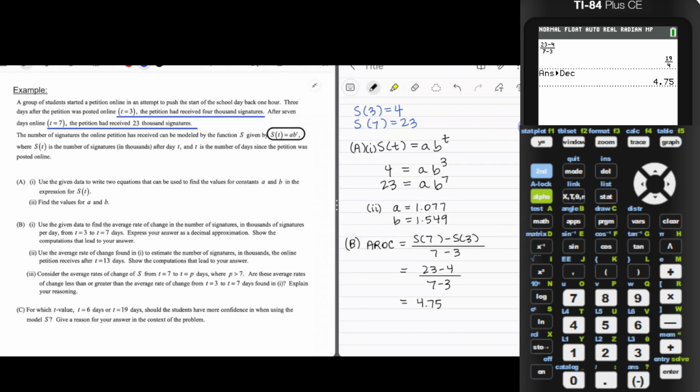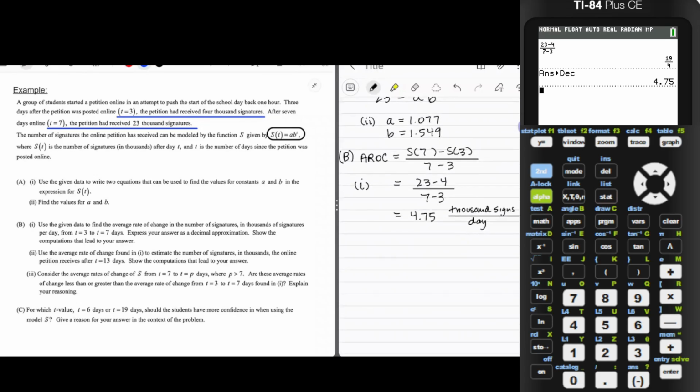I'm going to write the units, even though they already told me: 1,000 signatures per day. Okay, and evidently my cat had something to say about that. But we're going to need to use that later on. So that's maybe part 1 here.